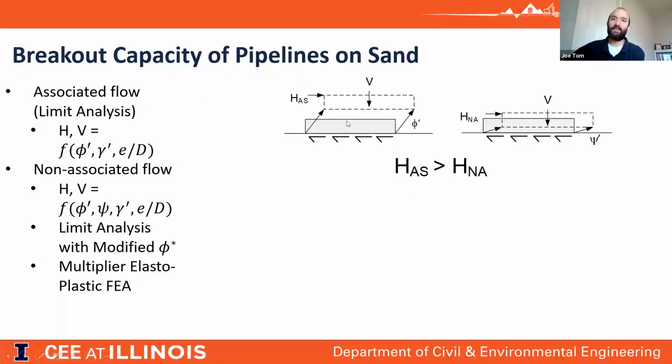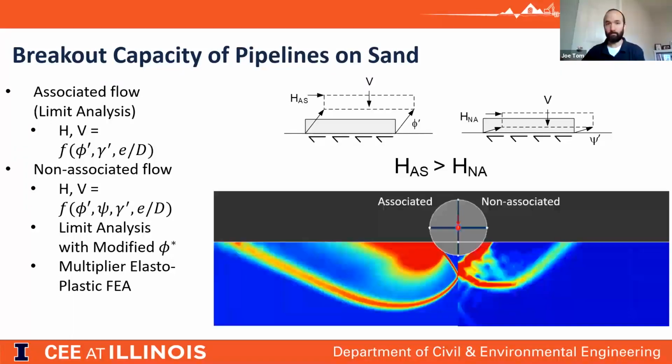So that means with the limit analysis, we're limited because that is associated flow. There are some ways to account for that, for instance, by reducing the friction angle to account for the fact that the dilation angle is not equal to it. But at the end of the day, it's also good to just go into the full elastoplastic FEA, and that's where OPTUM comes in to the situation here.